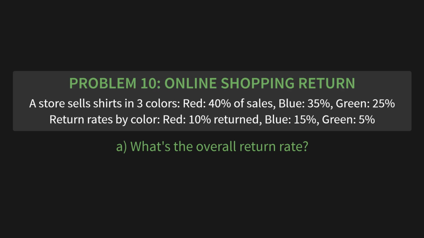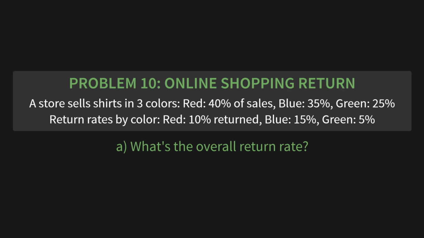All right, time to put everything together. An online store sells shirts in 3 colors, and I've got some interesting data for you. Red shirts make up 40% of all sales. Blue shirts are 35%, and green shirts are 25%. But here's where it gets interesting. They all have different return rates. Red shirts get returned 10% of the time. Blue shirts, 15%, the highest. And green shirts are the winners with only 5% returns.